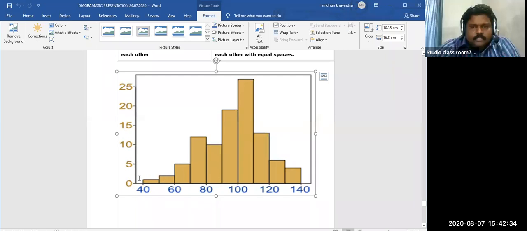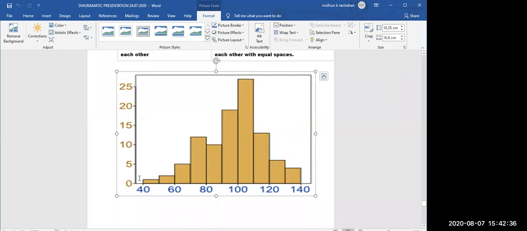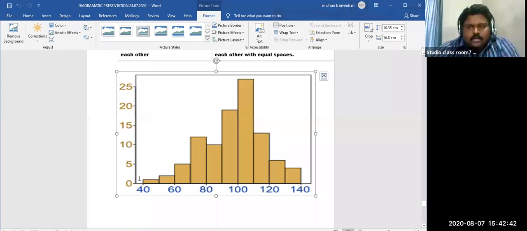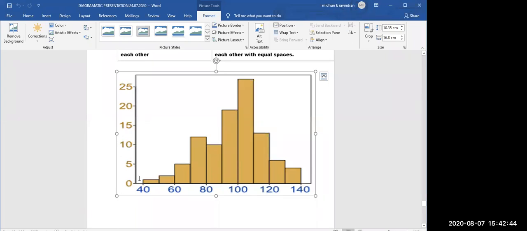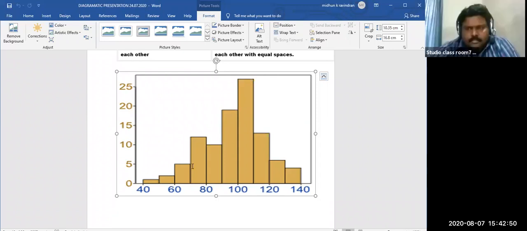Okay, so the bar diagram. Shubham, can you hear? Shubham, are you there? Yes, sir. Shubham? Okay.